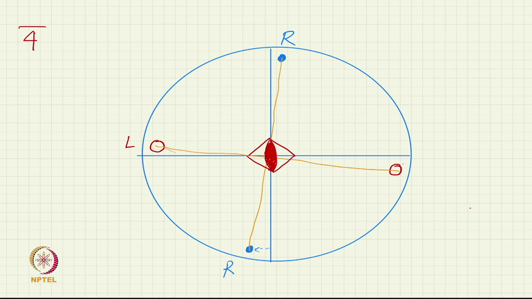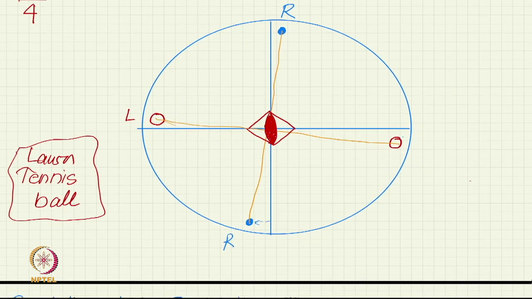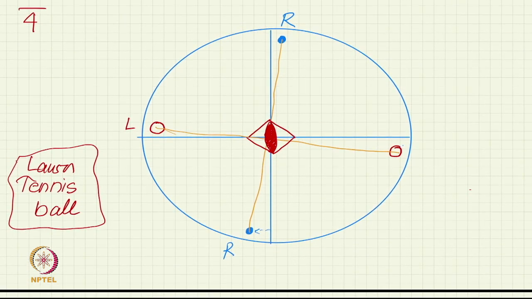An object which has this symmetry is a tennis ball, a lawn tennis ball with its lines marked on it. No other familiar object comes to my mind which will have this symmetry, but crystals of course have such axes as part of the atomic arrangement. Thank you.